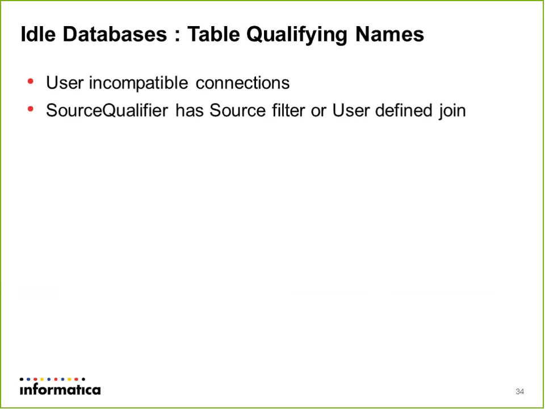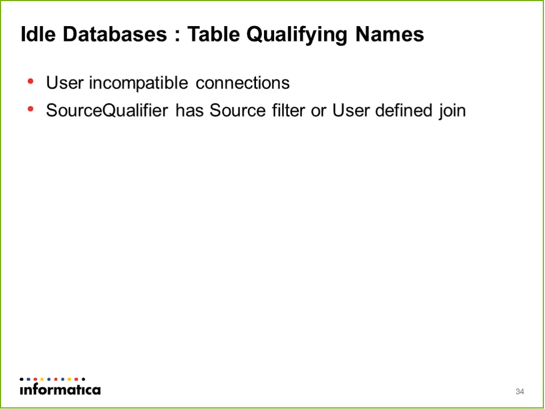So for such cases, when the integration service generates SQL for transformations to an active database, the generated SQL references at least one table in the idle database. To ensure that the integration service can identify all the tables, qualifying the names of the tables is required in these two cases. One is when user incompatible connections are involved, and the other is when the source qualifier has a source filter or a user defined join.